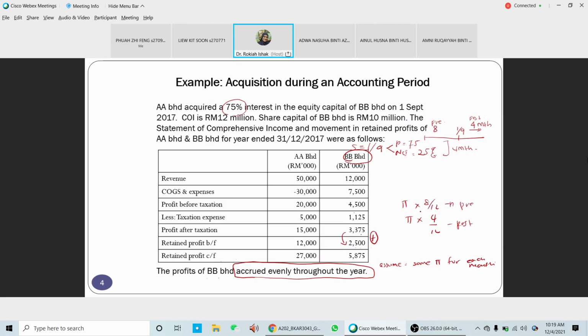Okay, we only consider the post period here. We don't consider the pre period. So this is what it means by the profit accrues evenly throughout the year. Assume that there is the same profit for each of the months in the year. Okay, so this is what you have for the statement of comprehensive income.